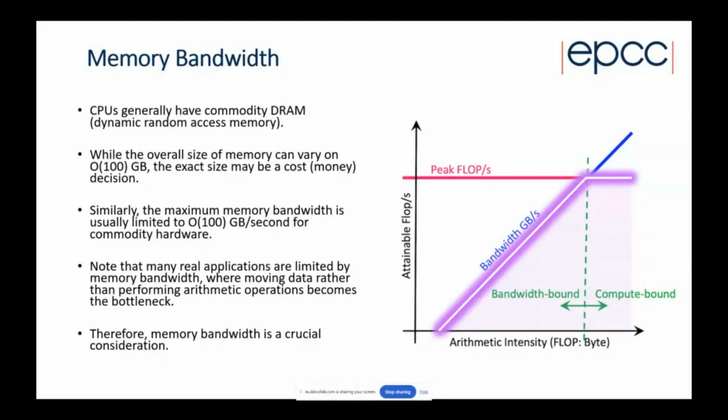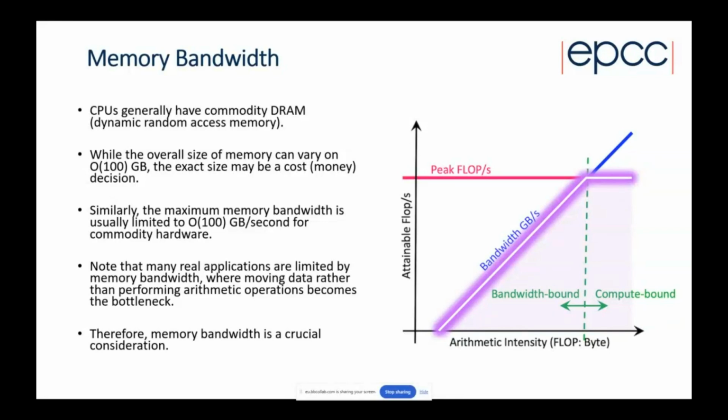Applications are always usually limited by this bandwidth. On the right-hand side, we have a roofline plot, which is showing two different regions. So you have this horizontal line, which is your peak flops that your system could produce, and you have this diagonal line, which is your memory bandwidth you're going to get.